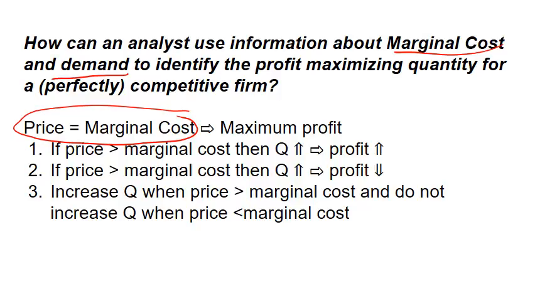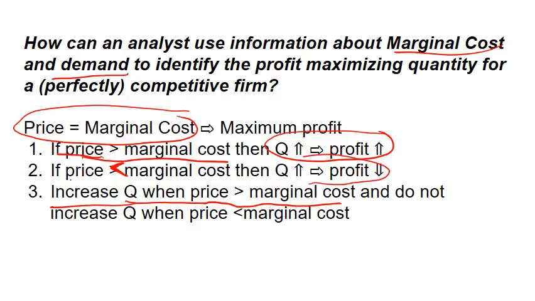It's a simple application of the marginal cost, marginal revenue discussion we had in the previous lecture. Price is marginal revenue for the perfectly competitive firm. So when price is above marginal cost, then an increase in output will make profit rise. So whenever price is above marginal cost, you want to increase quantity. If price is less than marginal cost, then an increase in quantity will make profit go down. That means do not increase quantity when price is less than marginal cost.